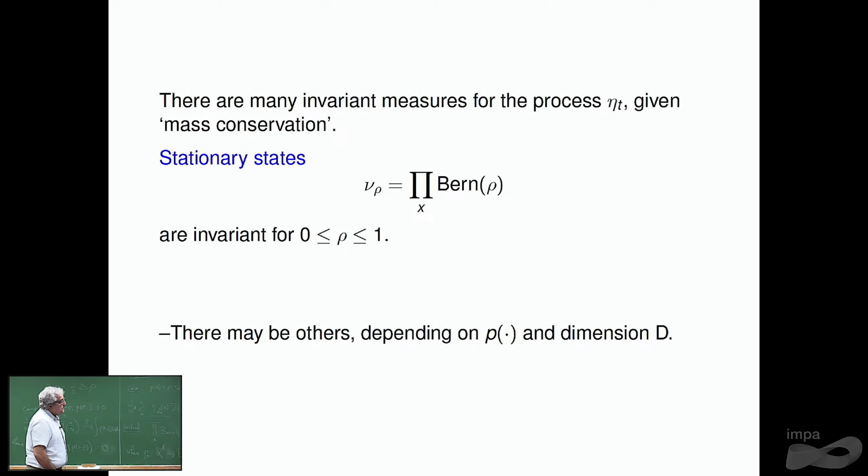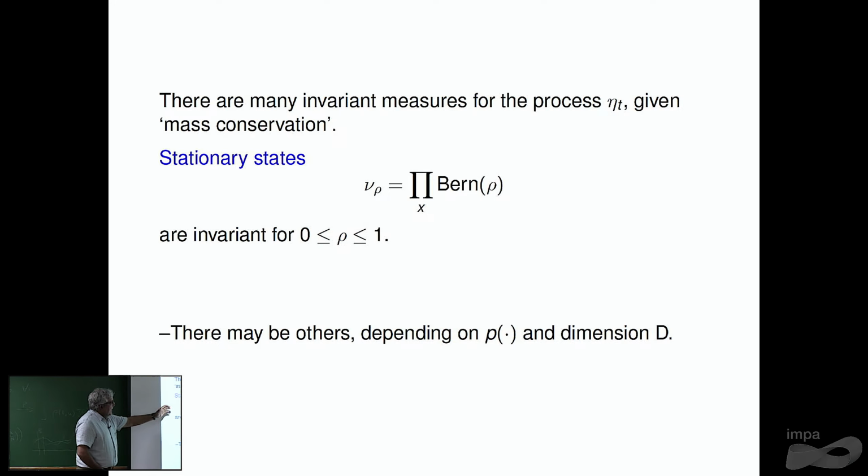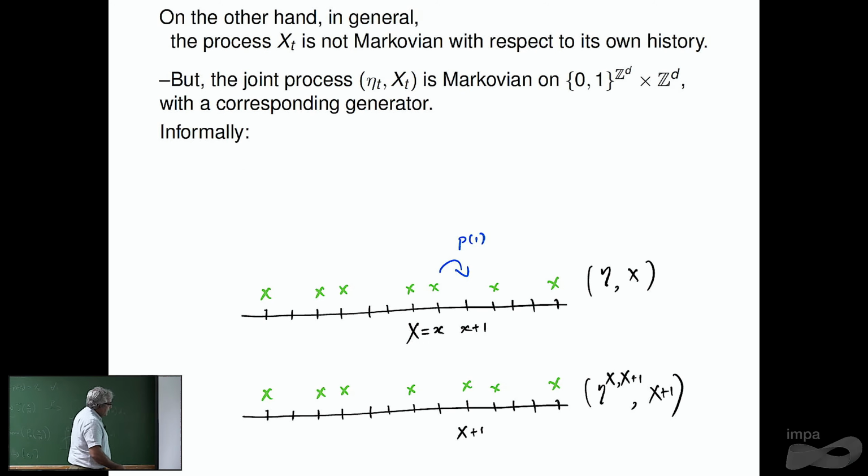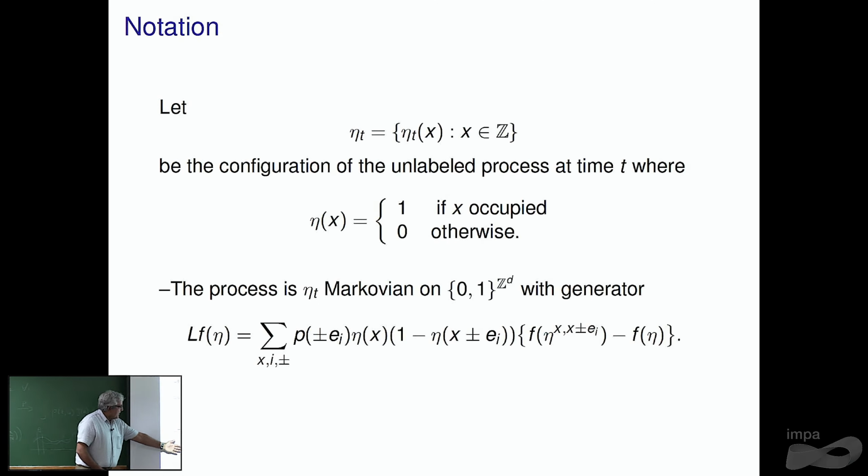Already last time we mentioned that there are many invariant measures for the exclusion process or zero range process, which are mass conservative. There's no birth or death in the motion. We just move things around. And so there are many invariant measures, indexed by density. And this is a nice calculation one can do if one is new to the subject. You can just compute that the Bernoulli product measures will satisfy the equation of being an invariant measure with respect to that generator, for instance.